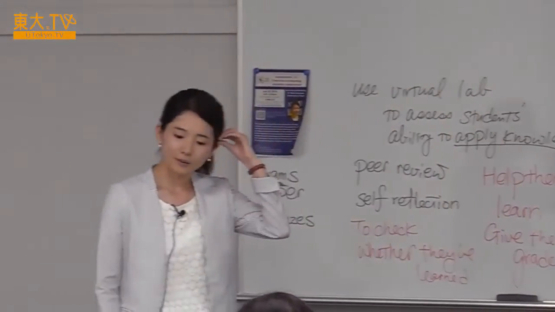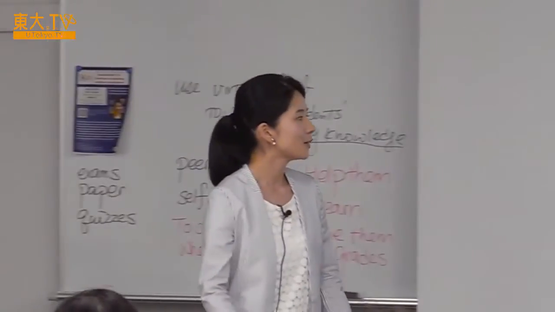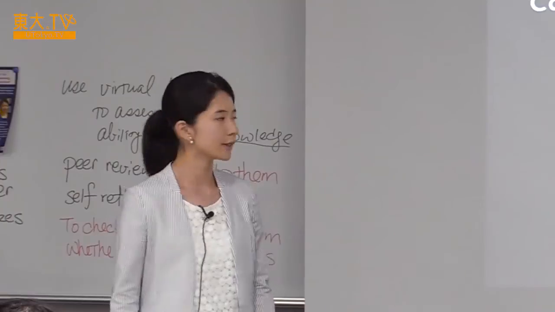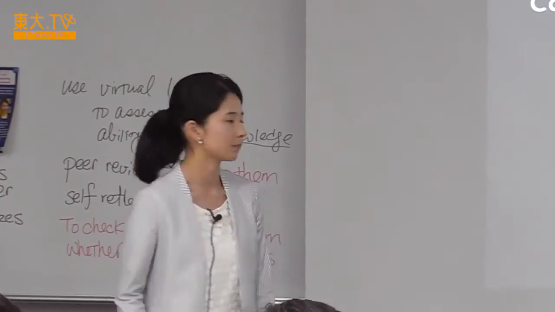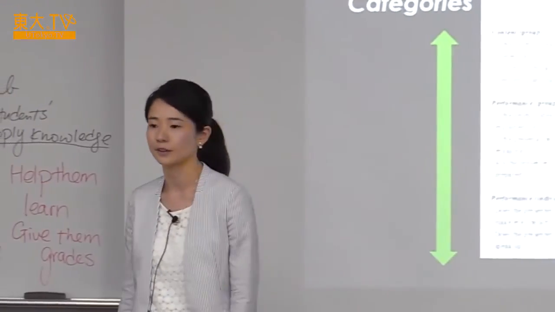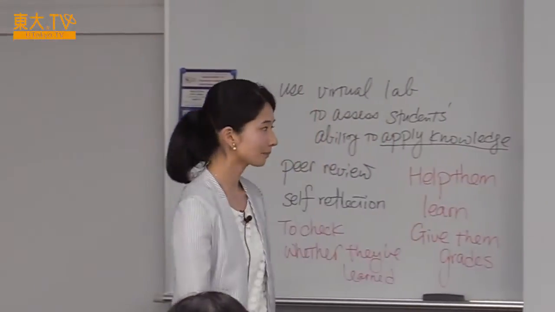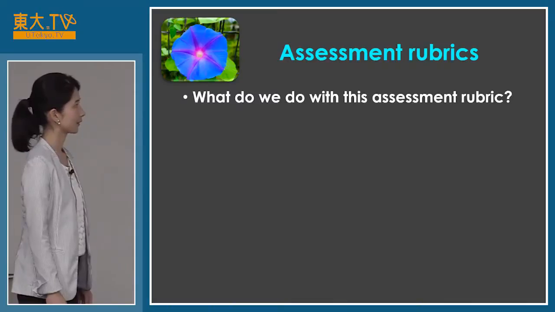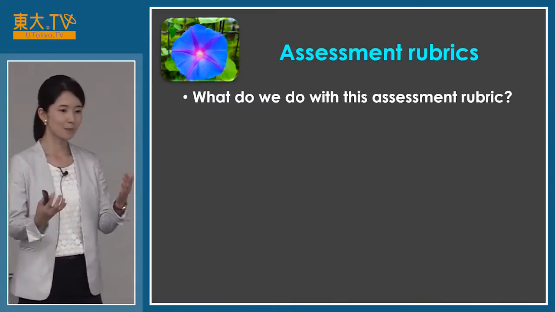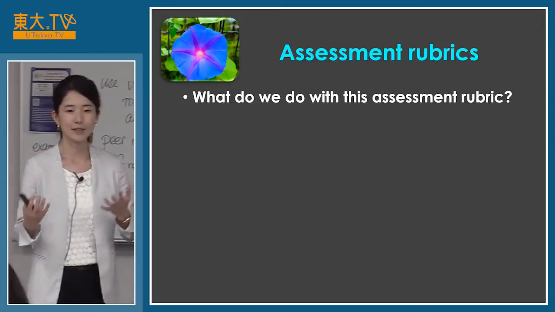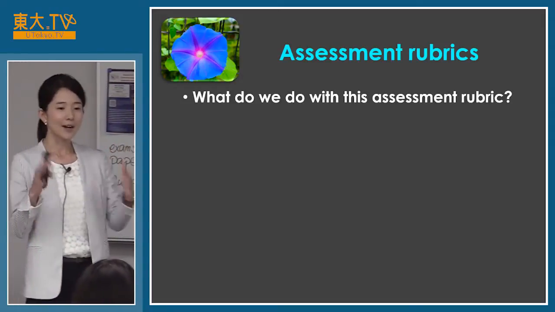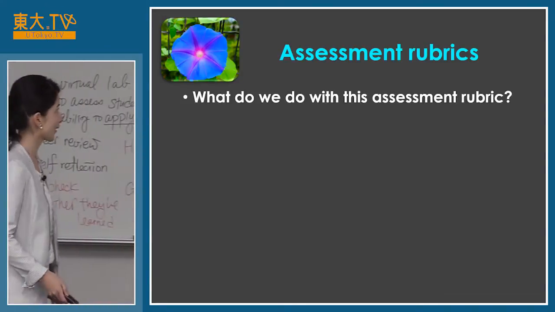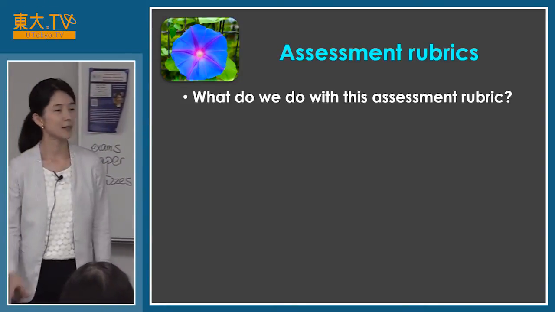Okay, so it looks more helpful, from the teachers' perspective and also the students' perspective, to have descriptions for each of the cells. So with that in mind, now that we have created this kind of assessment rubric, we have to do something with it. We can't just leave it there. It's a waste of time. So what do we do with this assessment rubric?